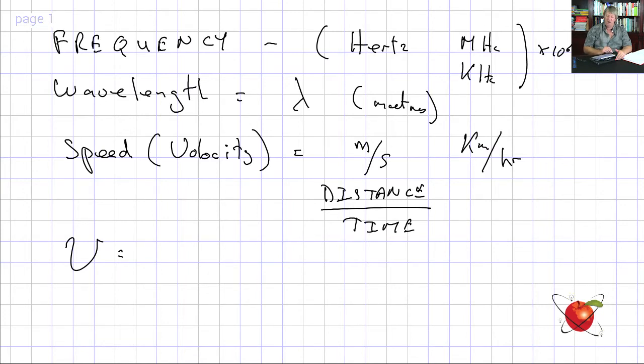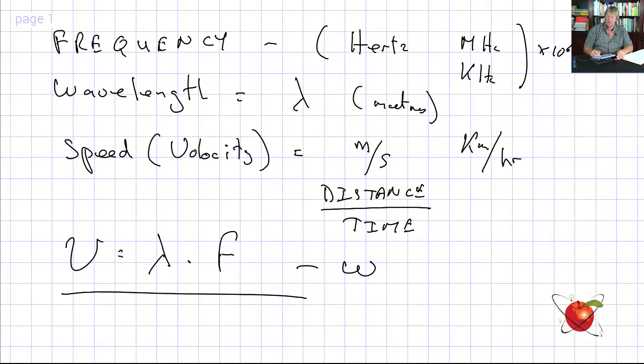Wavelength, hold on. We've got here, the wavelength is lambda, isn't it? All right. But now we need to divide by time, all right? There's our frequency. This is known as the general wave equation.